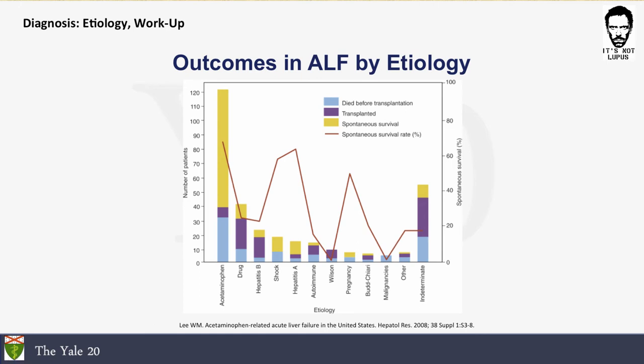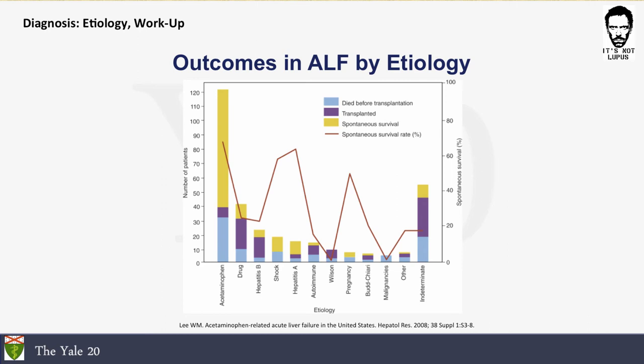In this chart depicting outcomes in ALF by etiology from the U.S. Acute Liver Failure Study Group, you can see that in cases where the cause is indeterminate, many of these patients required transplant or died before transplantation, as denoted in the purple and blue bars. The prognosis is also worse with Wilson disease and with infiltrative malignancies. You can see in the infiltrative malignancies category that every patient died because transplant is contraindicated in this population.